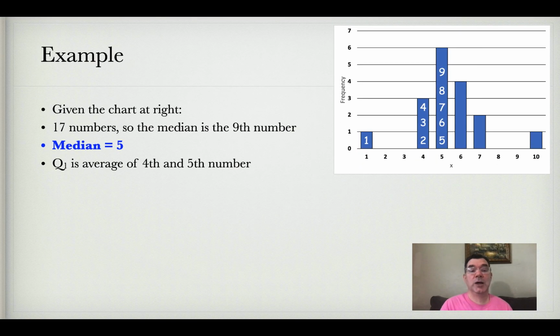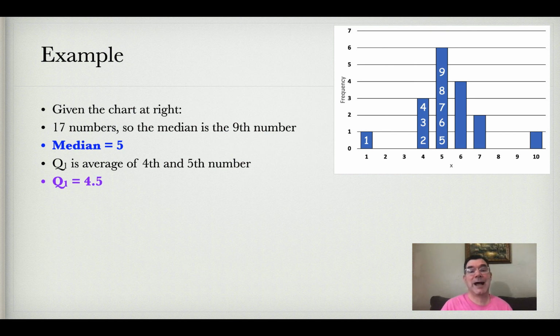So the lower quartile is going to be the average of the 4th and the 5th numbers, because the lower half is the 1st through the 8th number. I already have those labeled. The 4th response was 4, the 5th response was 5, so the average of those is going to be 4.5.